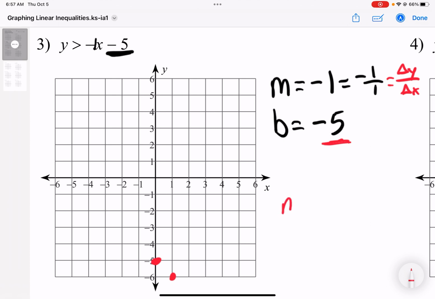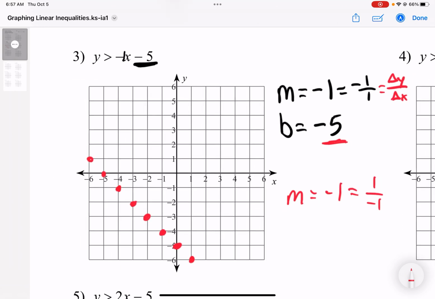But if you really want to have an in-depth understanding, we can also go backwards, because m is negative 1. It doesn't matter if the negative is on the top or bottom. So this could also be go up 1, backwards 1, up 1, backwards 1. Right? You can see the constant rate of change here, right?